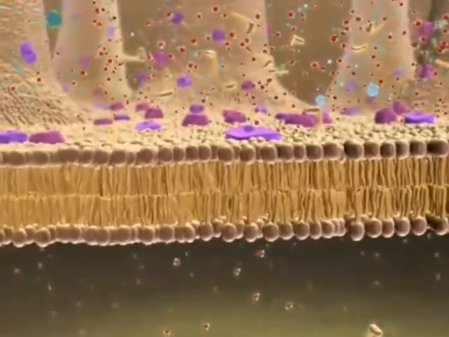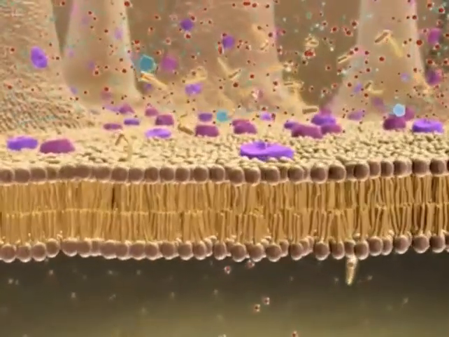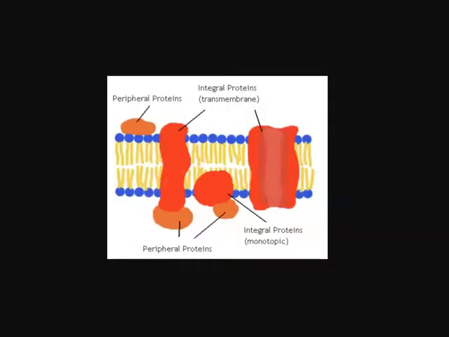There are two major categories of proteins within the plasma membrane: peripheral proteins and integral proteins. Peripheral proteins are bound to the surface of the membrane. Periphery means outside the boundary of something. Integral proteins are different. Integral proteins penetrate the hydrophobic core of the membrane. Some integral proteins even span the entire membrane, and these are called transmembrane proteins.